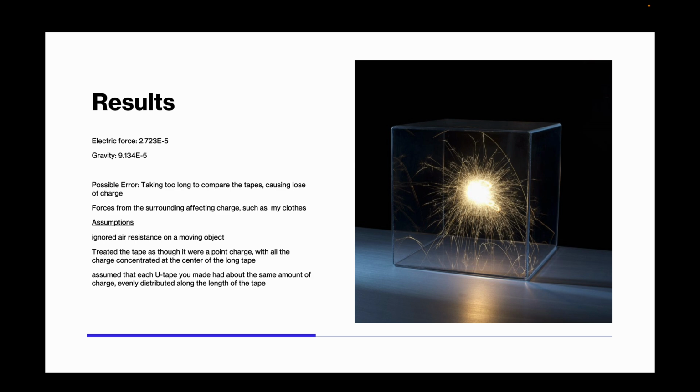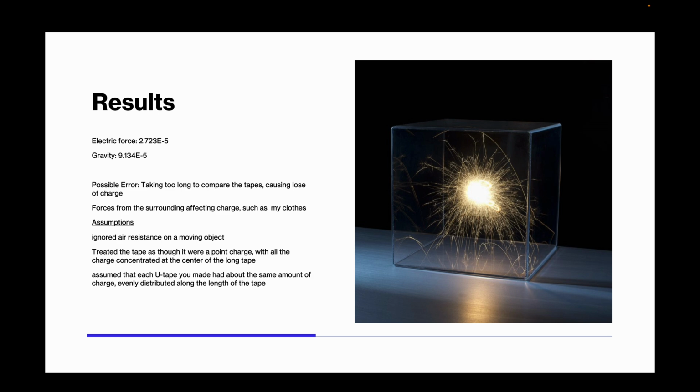Some possible errors could be taking too long to compare the tapes, causing loss of charge. Sometimes when I pulled them apart, it took me longer than I would have wanted, sometimes up to 10 seconds just to compare the charges. This could cause a loss of charge. Another error is forces from the surroundings affecting the charge, such as my clothes. Sometimes I noticed that the tape would get too close to my clothes or attach to my clothes temporarily.